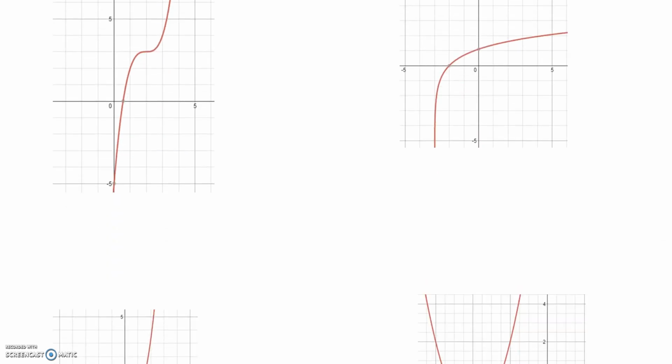Moving on, here's the cubic function. So I went right 2, up 3. So if I look at y equals x cubed, if I go up 3, I'm going to affect the y value. So up means positive, but I'm going to do the opposite. I'm going to subtract 3. And I went right 2, but I'm going to do the opposite. So I'm going to subtract 2 from x, and it's still going to be cubed.